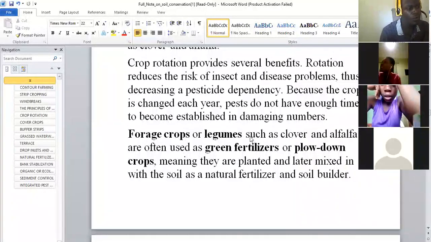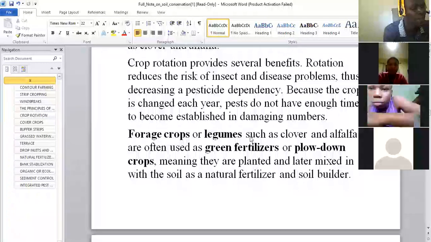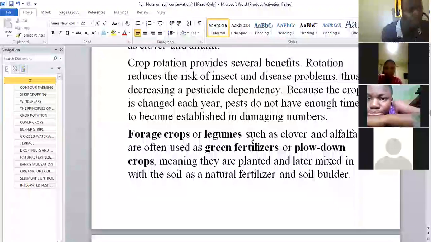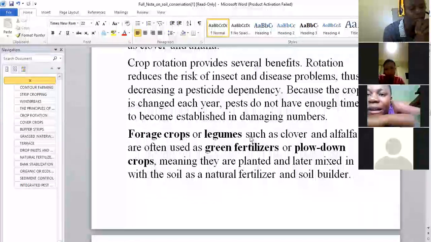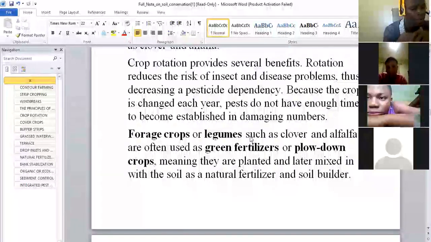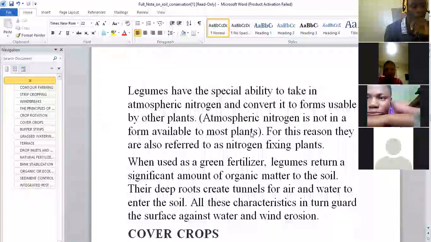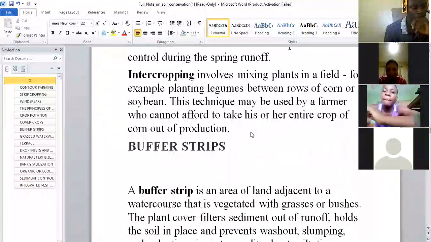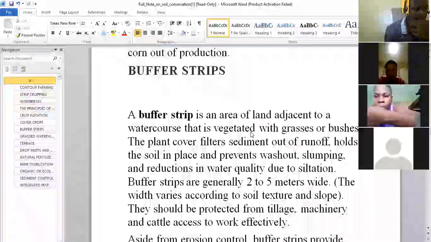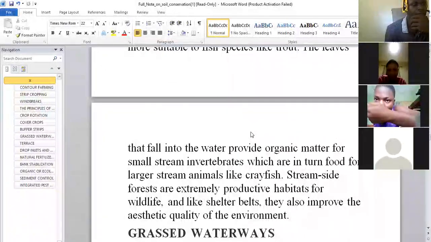Then of course, another importance of crop rotation is that the legumes that are used, or in fact, over here I use forage crops, the same as legumes. The legumes that are used in the cycle add fertilizers to the soil. I told you they fix nitrogen to the soil.